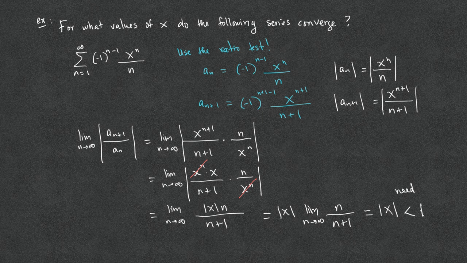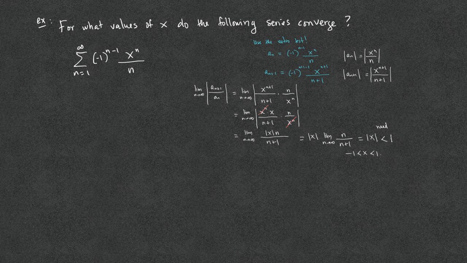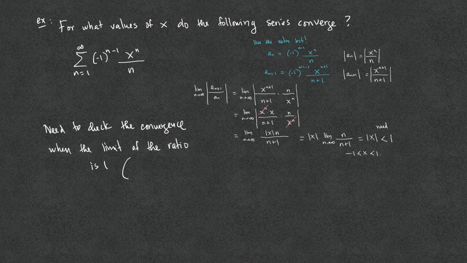The ratio test says that the series converges if this limit is less than 1. So we need x to be strictly between -1 and 1. We also need to check the endpoints, because the ratio test says that if the limit is 1, then the test is inconclusive. Thus, we need to check the convergence of the series when the absolute value of x is 1, or x equals plus or minus 1.